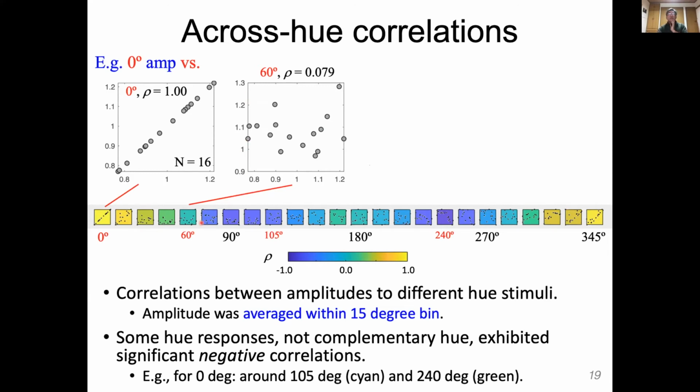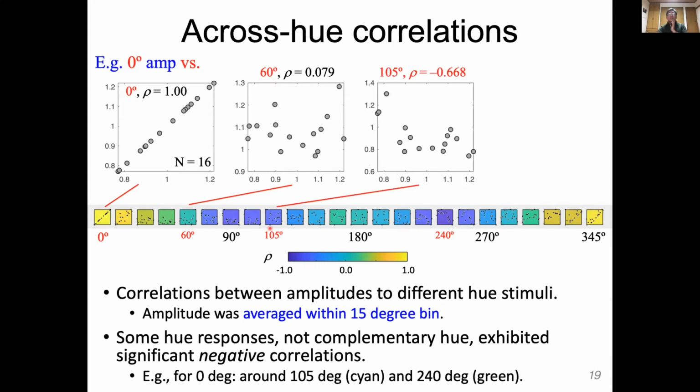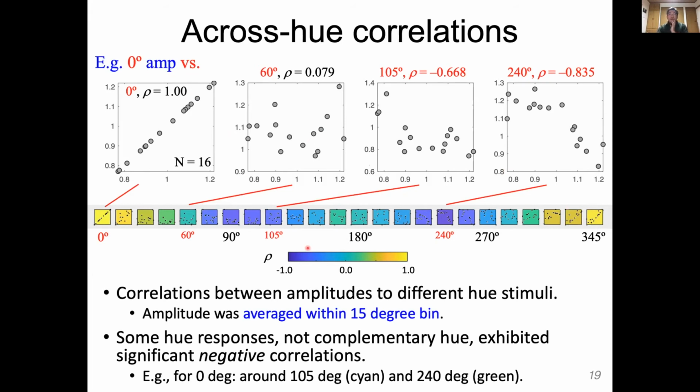If you progress more and more, around 105 degrees, you will find a significantly negative correlation when you take the 0-degree amplitude on the horizontal axis and 105 degrees on the vertical axis. It goes back to zero correlation again, and you again find a strong negative correlation at 240 degrees when the horizontal axis is the 0-degree amplitude. We checked the individual differences in this way.